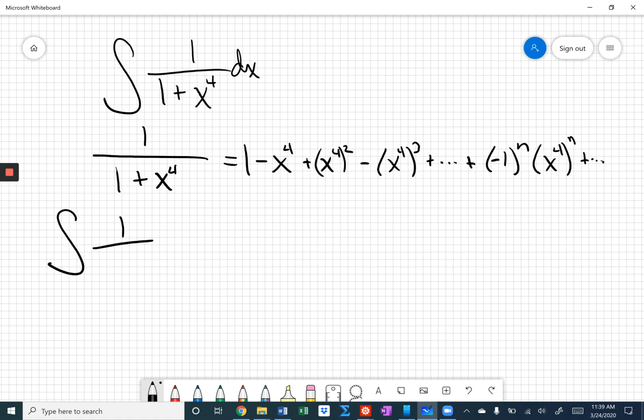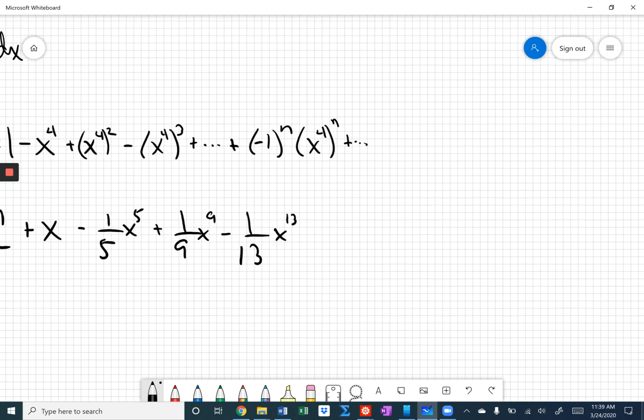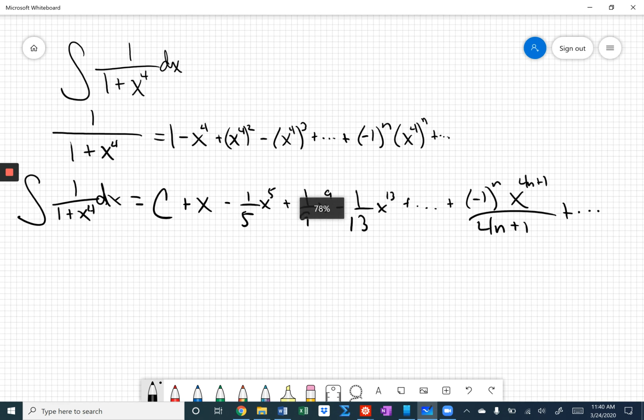So the integral of 1 over 1 plus x to the 4th with respect to x is going to be a constant of integration plus x minus 1/5 x to the 5th. This is x to the 8th, of course, so it'll be plus 1/9 x to the 9th minus, this is x to the 12th, and so this is going to be 1/13 x to the 13th plus dot dot dot plus negative 1 to the n, x to the 4n plus 1 over 4n plus 1 plus dot dot dot. And that's the answer to the last one.